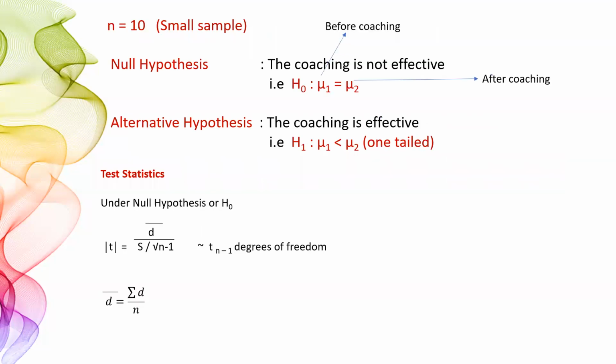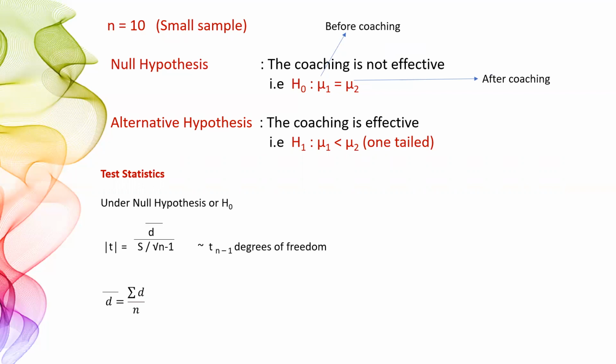The first step is to set up the null hypothesis. The null hypothesis is that the coaching is not effective, that is, H0: mu1 equals mu2, where mu1 denotes before coaching and mu2 denotes after coaching. The alternative hypothesis is that the coaching is effective, that is, H1: mu1 is less than mu2. Since the criterion is less than or greater than, it becomes a one-tailed problem.